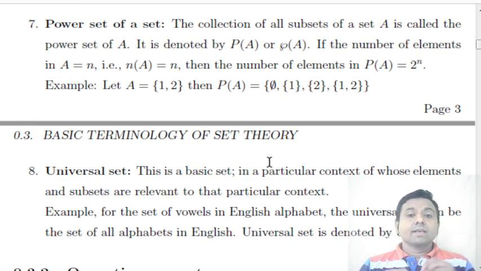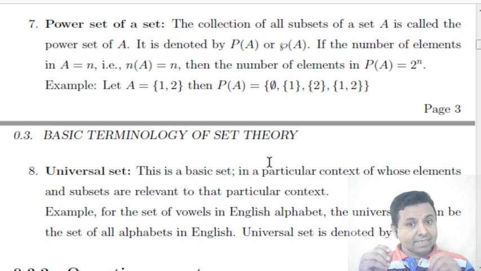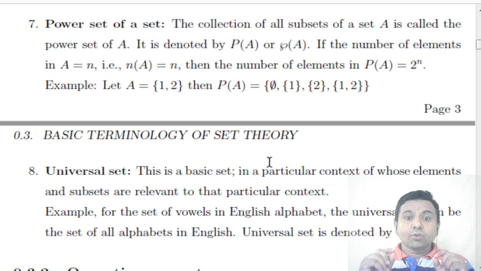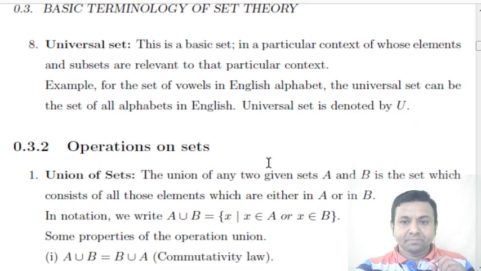Questions may arise such as: suppose set A has 10 elements, then how many proper subsets does A have? The total number of subsets is 2 raised to 10, but the question is how many are proper? You have to eliminate the empty set phi and the set itself. So the number of proper subsets of a set having 10 elements is 2 raised to 10 minus 2. Is it clear?